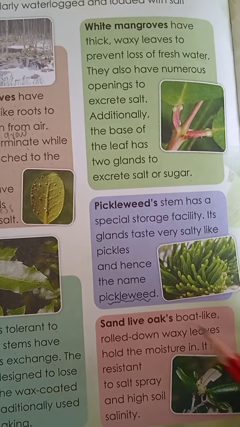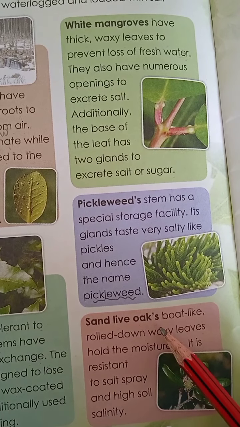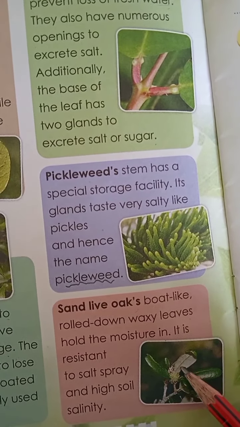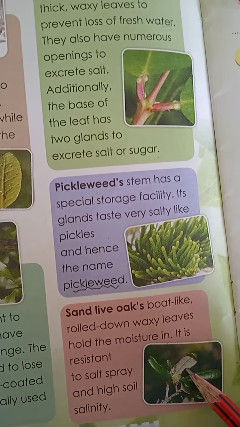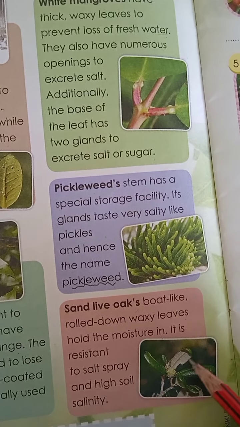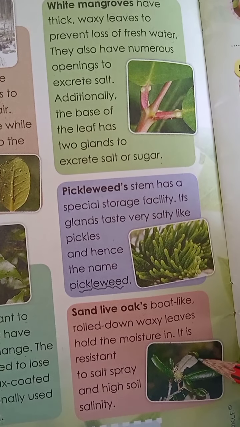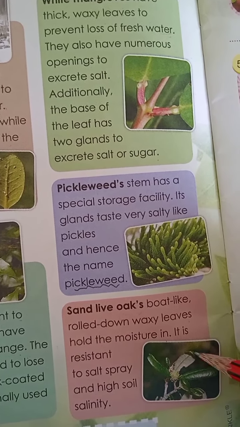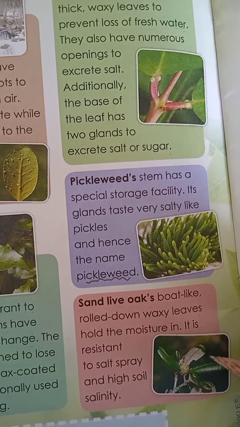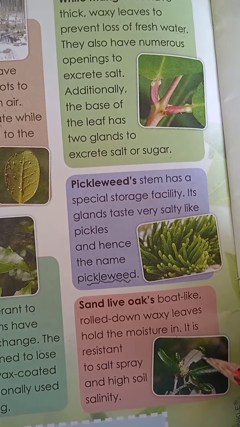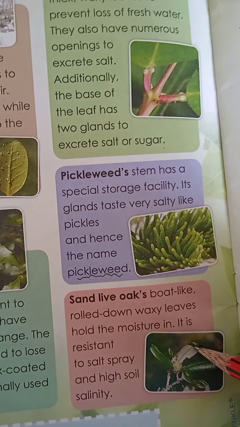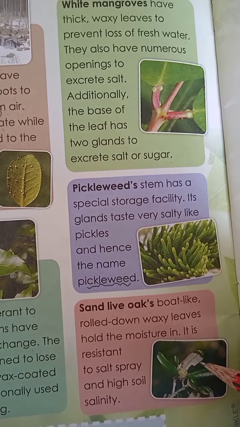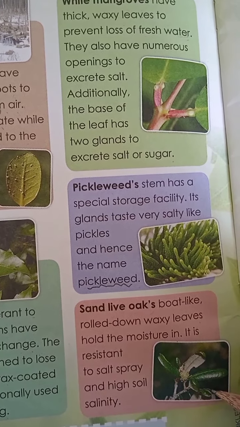You can see here sand leaf oak's boat-like rolled down waxy leaves. Listen here, this picture. These are rolled down waxy leaves. They hold the moisture because they don't want to lose their moisture. That's why the leaf just rolled down and protects the moisture inside. It is resistant to salt spray and high soil salinity.